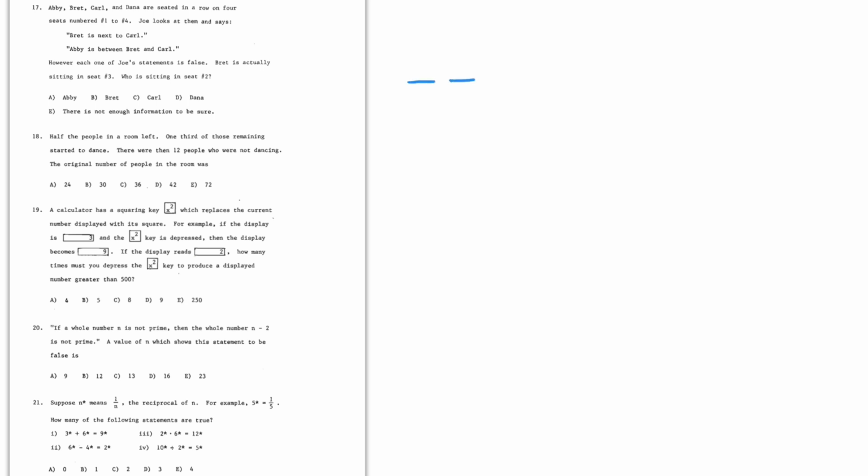So 4 seats: number 1, number 2, number 3, number 4. Brad is actually sitting in seat 3. So here is Brad. And Joe's statement is false. Joe said Brad is next to Carl, so that means Brad is not next to Carl. So the only seat not next to Brad is number 1. So Carl is sitting in number 1.